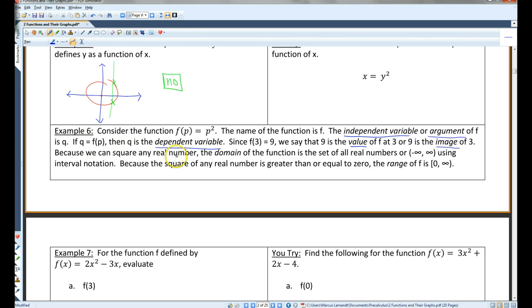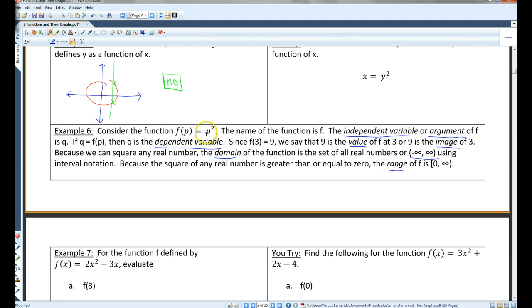Because we can square any real number, the domain of the function is the set of all real numbers. That means that I could plug in any number I want into here. Any number would work. Could be negative, could be positive, could be big, could be small, could be a fraction, anything. Because I can plug in any number, my domain is from -infinity to infinity, using interval notation. Because the square of any real number is greater than or equal to 0, the range of f is 0 to infinity.